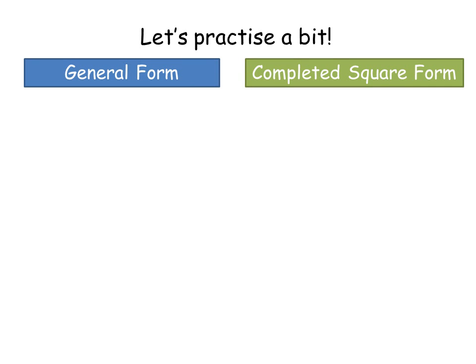Alright, so let's practice a bit. If I give you the general form, can you express it in completed square form? And we're only going to look at perfect squares. Well, what's half of 2? 1. The square of 1 is 1. So the completed square form of x squared plus 2x plus 1 must be (x plus 1) all squared.